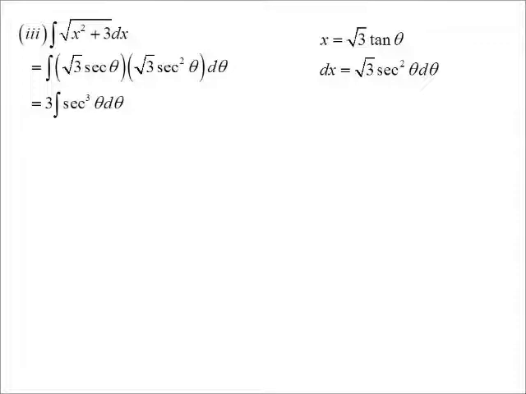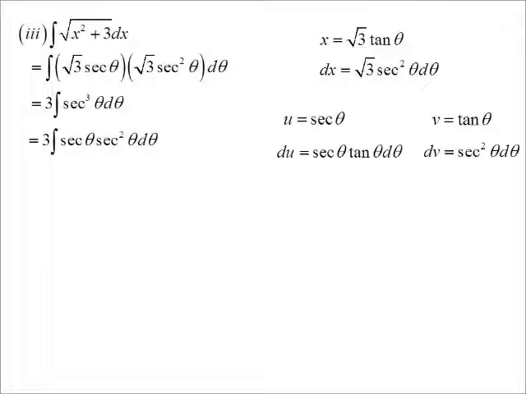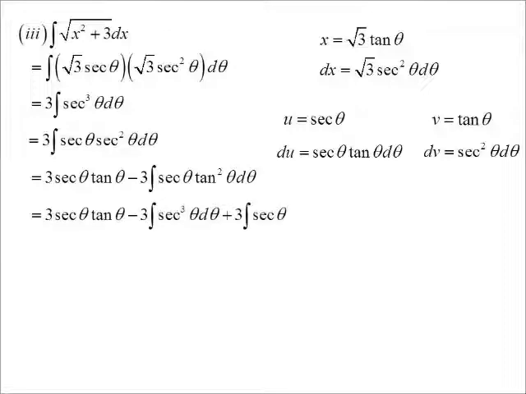Now sec cubed, of course, we do via... okay, let's do it. We split it up: sec theta times sec squared. I'll make u equals sec theta, du is sec theta tan theta, dv is sec squared, v is tan theta. So I've got 3 lots of sec theta tan theta minus 3 lots of the integral of sec theta tan squared. We change the tan squared.